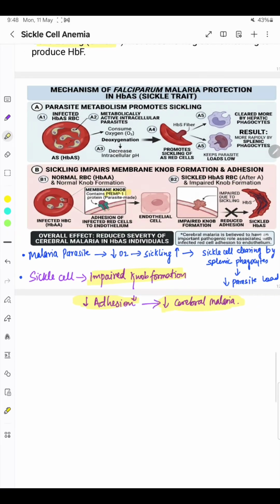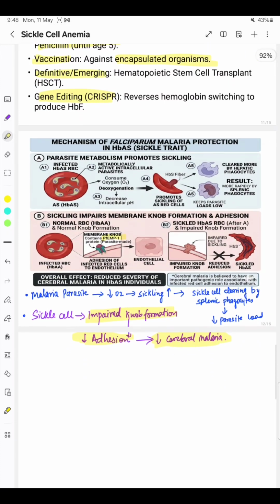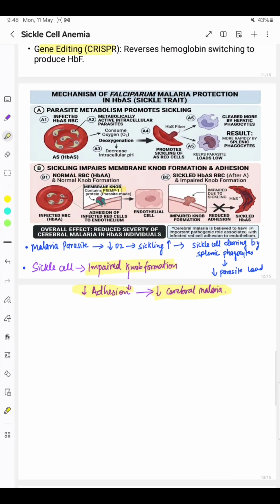So by these two mechanisms, sickle cell individuals are protected against falciparum malaria. One is that malaria causes hypoxia and promotes sickling, and these sickle cells are cleared by phagocytosis, which decreases parasite load. The second mechanism is that sickle cell has impaired knob formation, which ultimately decreases cell adhesion. So the incidence of cerebral malaria is decreased in sickle cell.